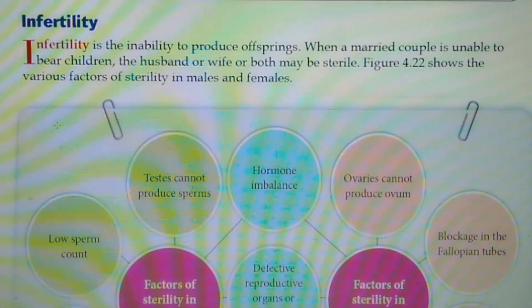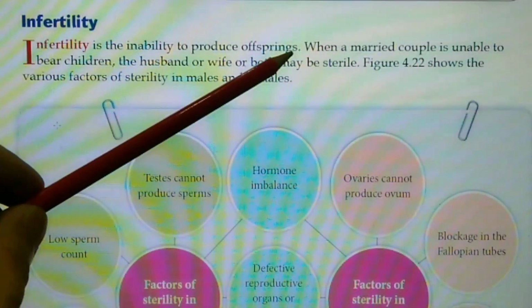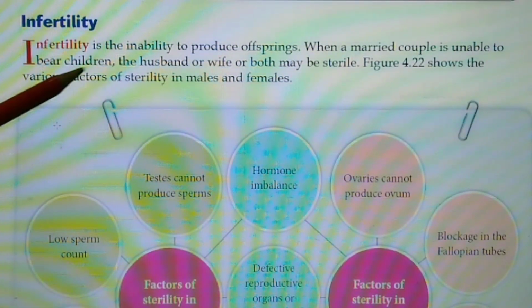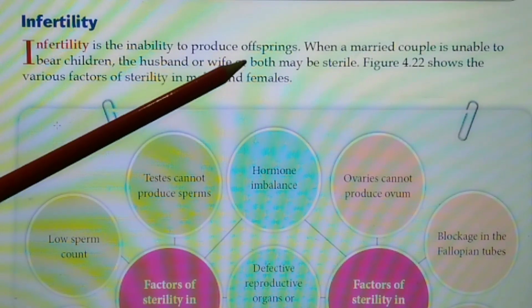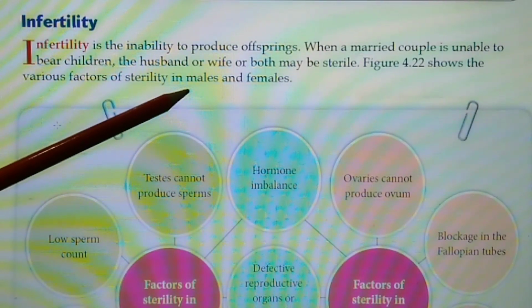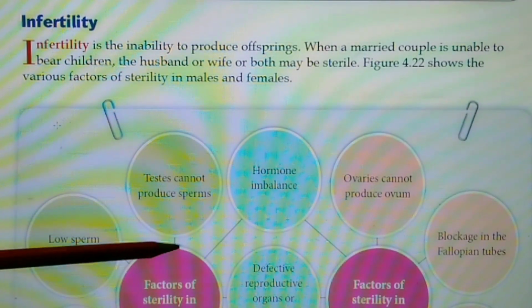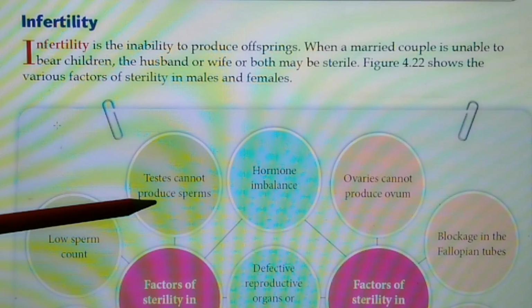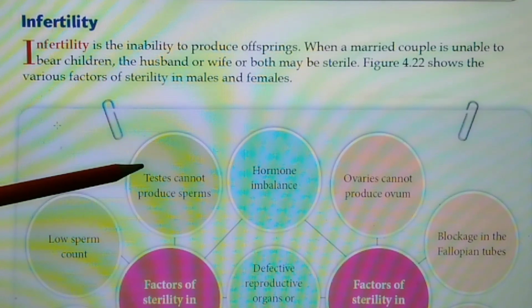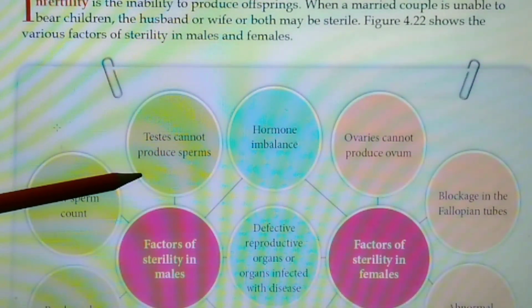What is the meaning of infertility? Based on this text, infertility is the inability to produce offspring. When a married couple is unable to bear children, the husband or wife or both may be sterile. So, what are the factors that cause sterility in males and females? This diagram shows the various factors that can cause sterility in males and females. We focus on factors of sterility in males first.